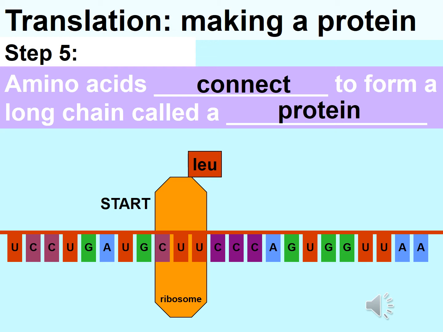Okay, step 5. The amino acids connect to form a long chain called a protein. So here we're going to start where we left off in step 4. We have the tRNA that was carrying leucine that recognized CUU. And here, the tRNA will drop off the leucine and hand it off to the ribosome. The ribosome takes the amino acid leucine, and the tRNA basically leaves to go find another leucine to attach to itself. But it drops off that leucine, hands it off to the ribosome.